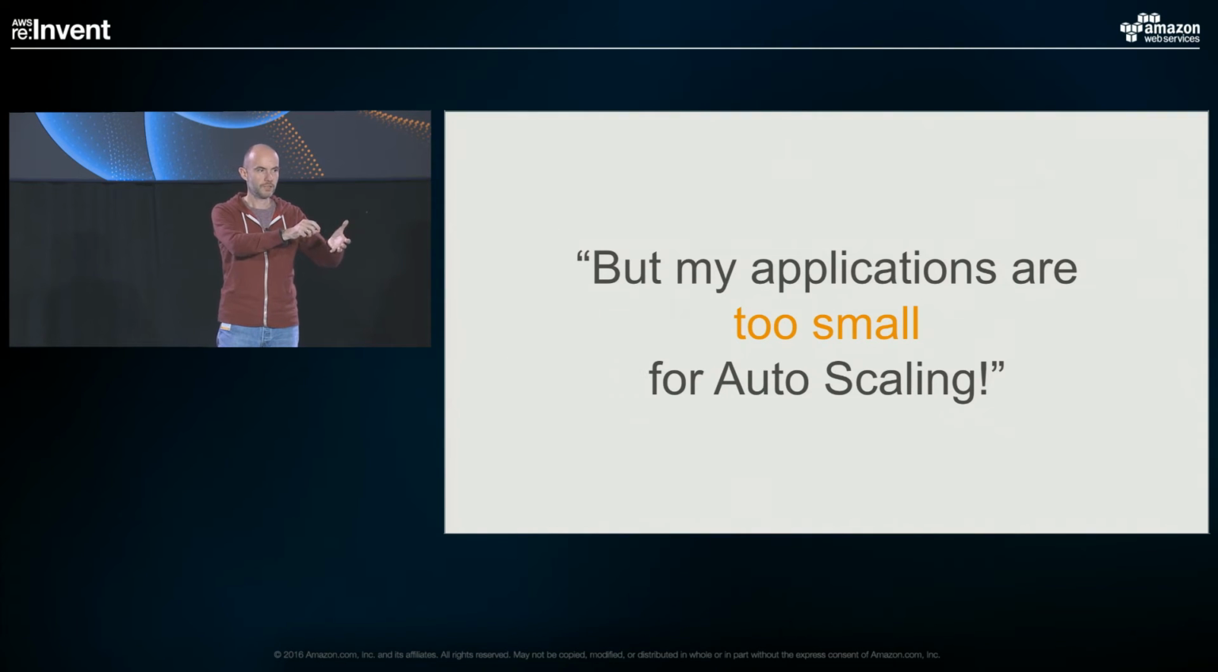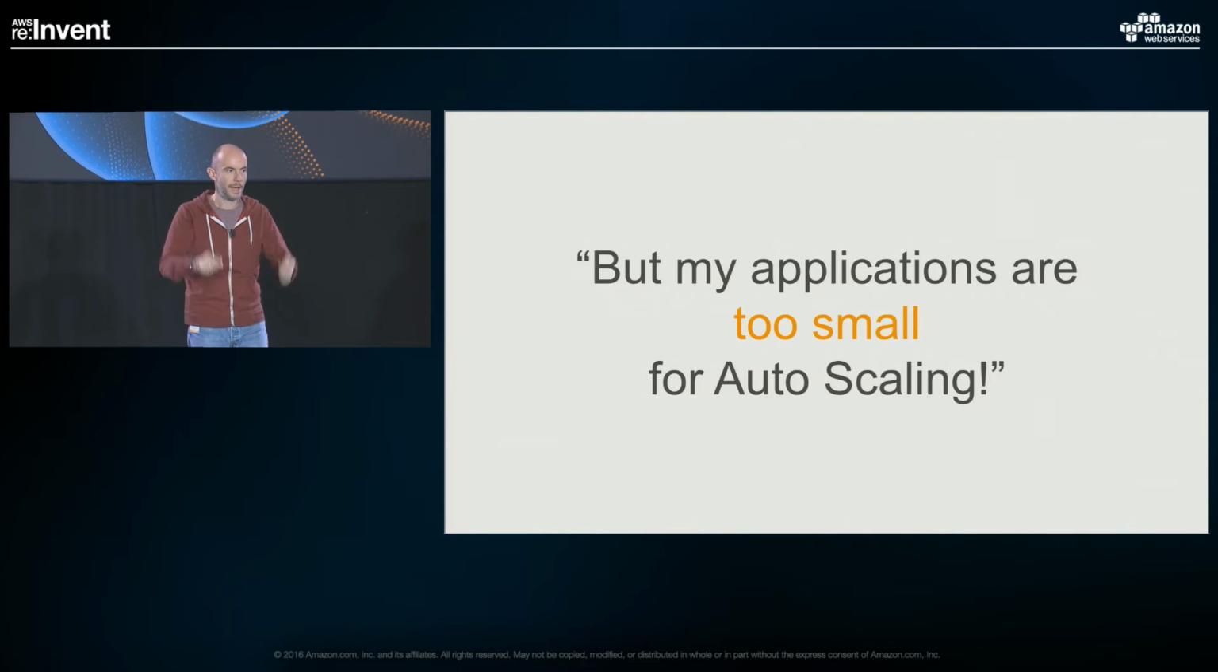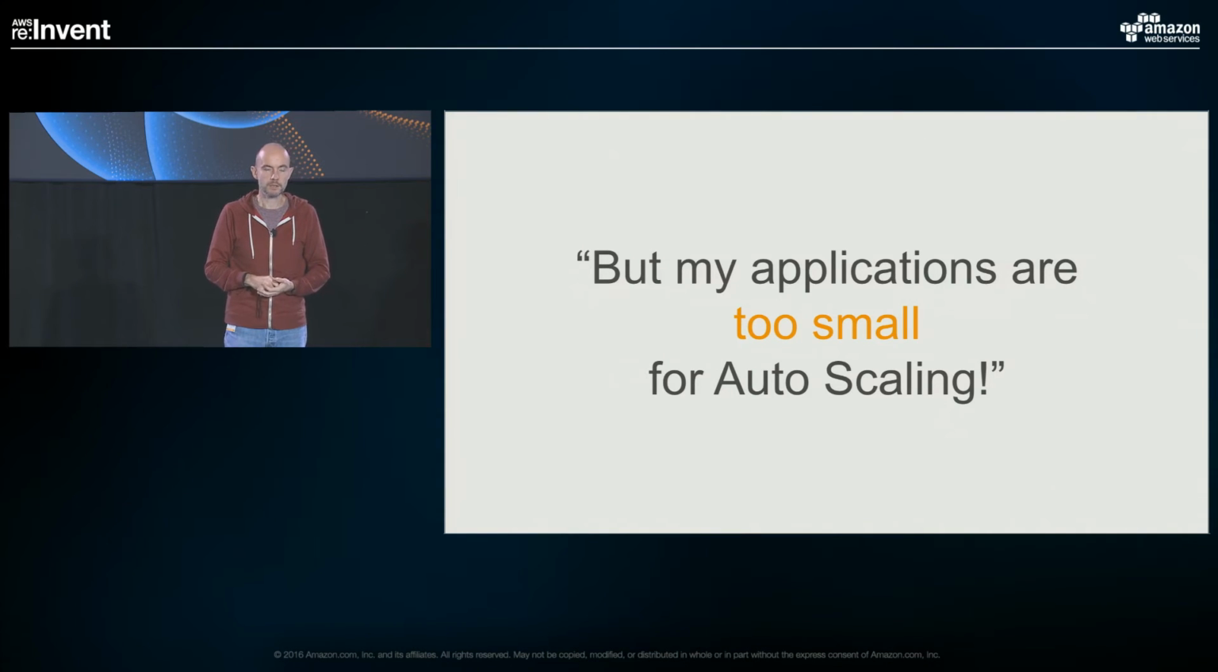So we talked a lot about instances, and a lot of customers tell us, well, I have a very small application. It doesn't even use an instance at all. I'm using your smallest instance type, and it's still idling most of the time. I don't need autoscaling. I don't need to scale because it's just a small job. So what can I do there?